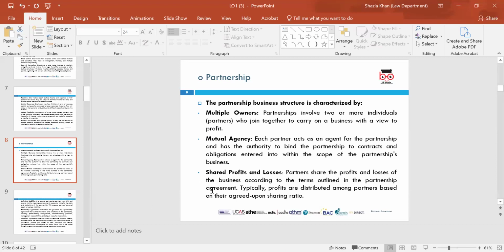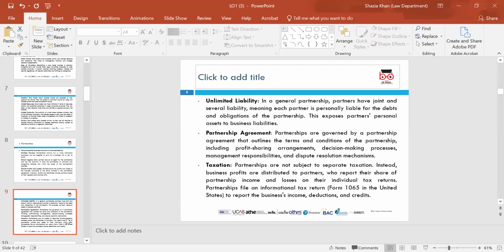So it's not like sole traders, where they have the full responsibility and they don't have to share the profit with anyone. Whereas in a partnership, you have two or more individuals, partners, and the profit would be shared in regards to what was agreed. So, you know, maybe 10%, 20%, depending on what was agreed in the partnership agreement.